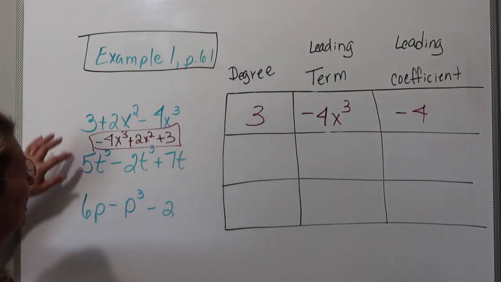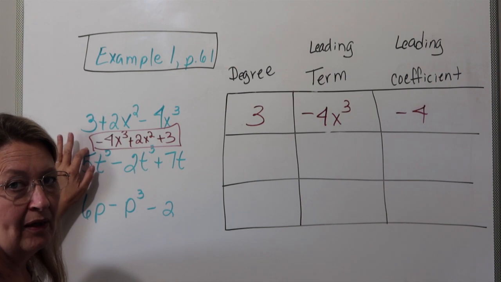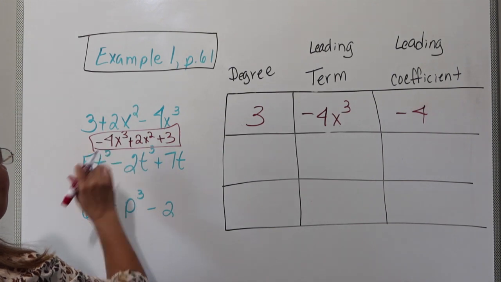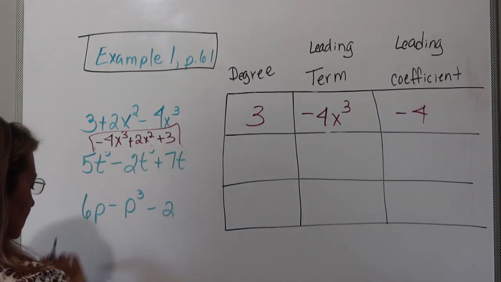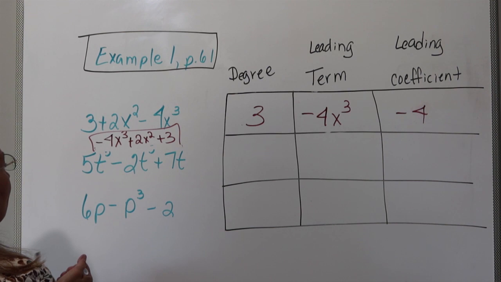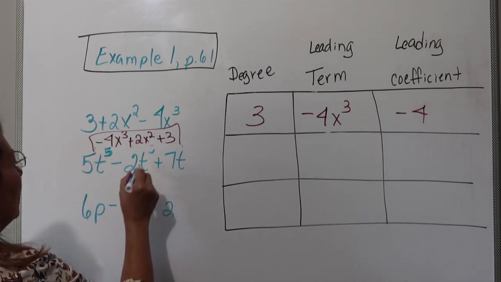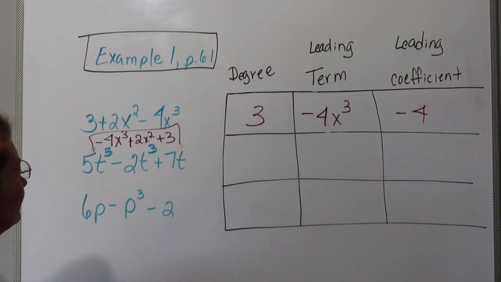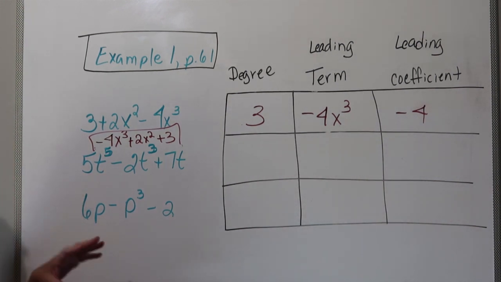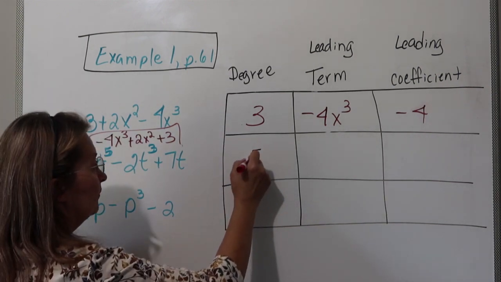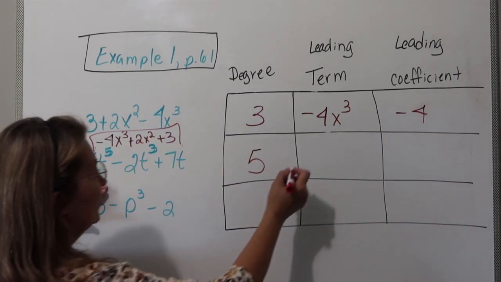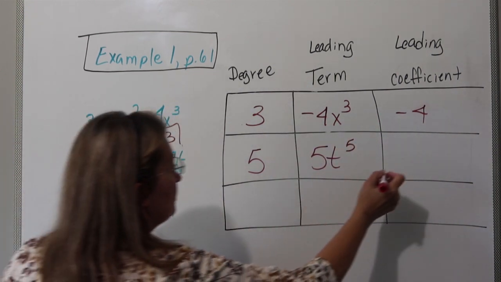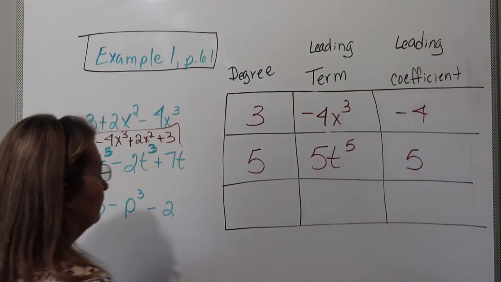So sometimes a problem will ask you to reorder the polynomial from leading coefficient on down. So that's what you would put there. Anyway, the next problem, and I've written all through my exponents here, says 5t to the fifth minus 2t to the third plus 7t. So what is the degree of this polynomial? Well, the largest exponent is 5. The term that has that exponent is 5t to the fifth. So your leading coefficient is 5, this 5.